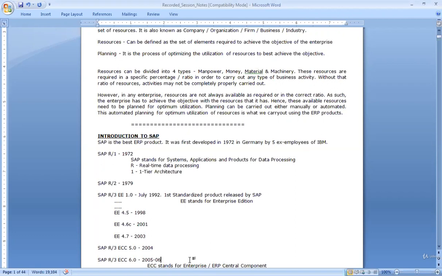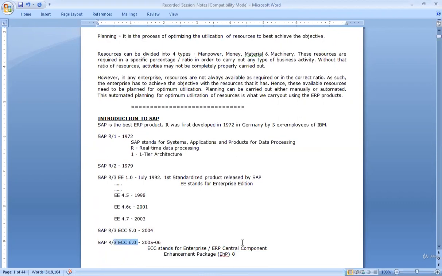So for that, what SAP is doing is, instead of releasing a new version, since most of the processes have standard processes by now built into it, SAP, instead of changing the product and changing the version, is adding or updating this version using the enhancement packages.